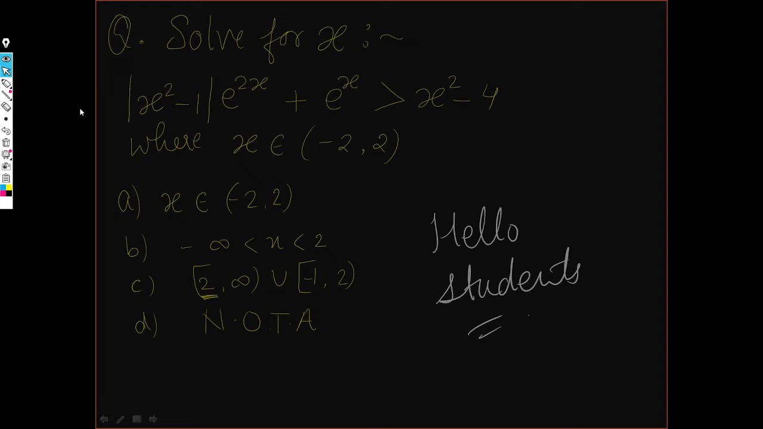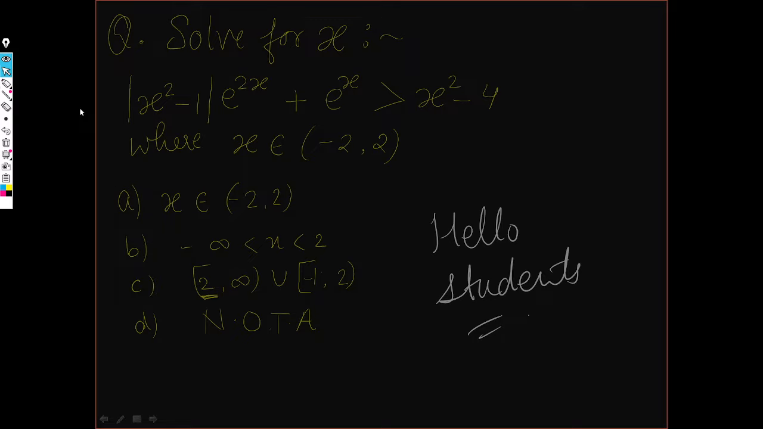Here is an inequality question which is shown on your screen. It's a question of functional inequalities in which there is a combination of modulus and exponential function as well as the polynomial. You have to solve for x, means you have to find those inputs, those x for which this inequality is satisfied. There are 4 options out of which one is going to be correct. You have to solve this question.